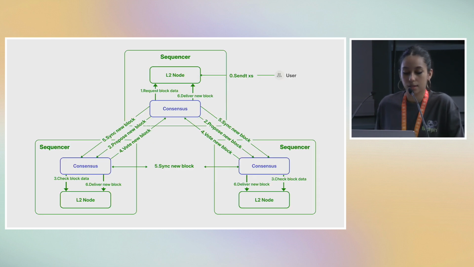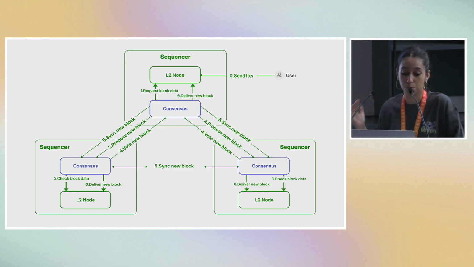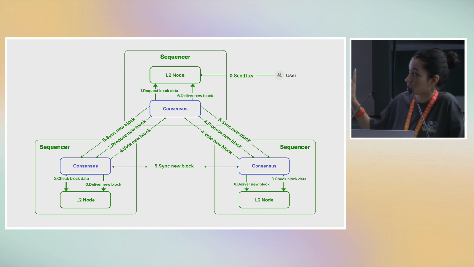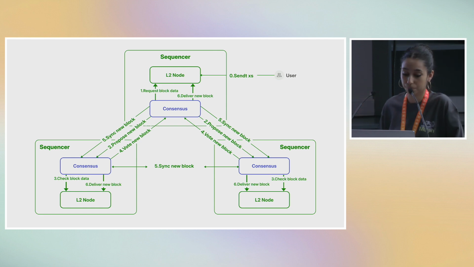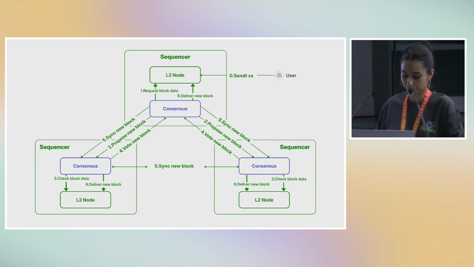And this is the layer 2 block generation. Following the BFT consensus protocol, the selected sequencer extracts all of the transactions from the mempool, constructs the blocks, and synchronizes all of these blocks with other sequencers to go through verification and voting. The end result is the generation of the new L2 blocks.